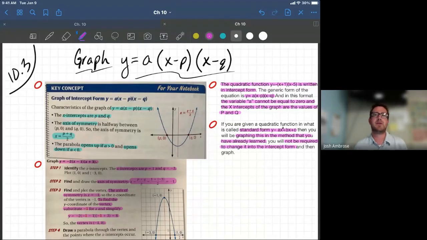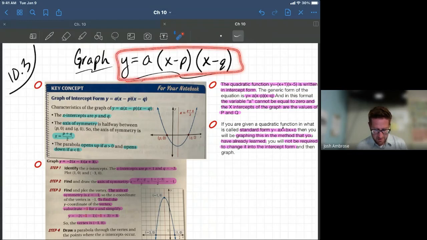We are in section 3 today, and we're working with still polynomials, but it's a little bit of a different format for this equation here. You're going to see in our title, we are still graphing, yes, but the format's changing, okay?